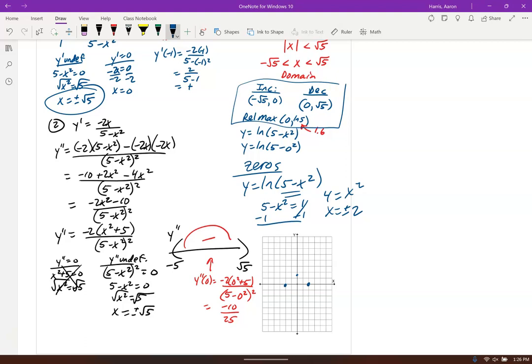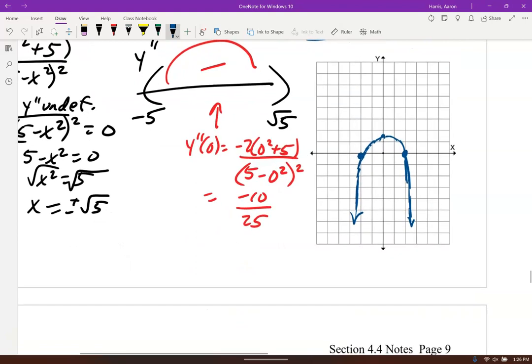So if I plug 2 into the original, I get natural log of 5 minus 2 squared, natural log of 1. Natural log of 1 is 0, right? So to hit those two, I'm concave throughout. My domain cuts me off between negative root 5 and root 5. And I'm increasing up to 0, and then I'm decreasing after 0. That's about as good as I can draw that thing, for me, at least.